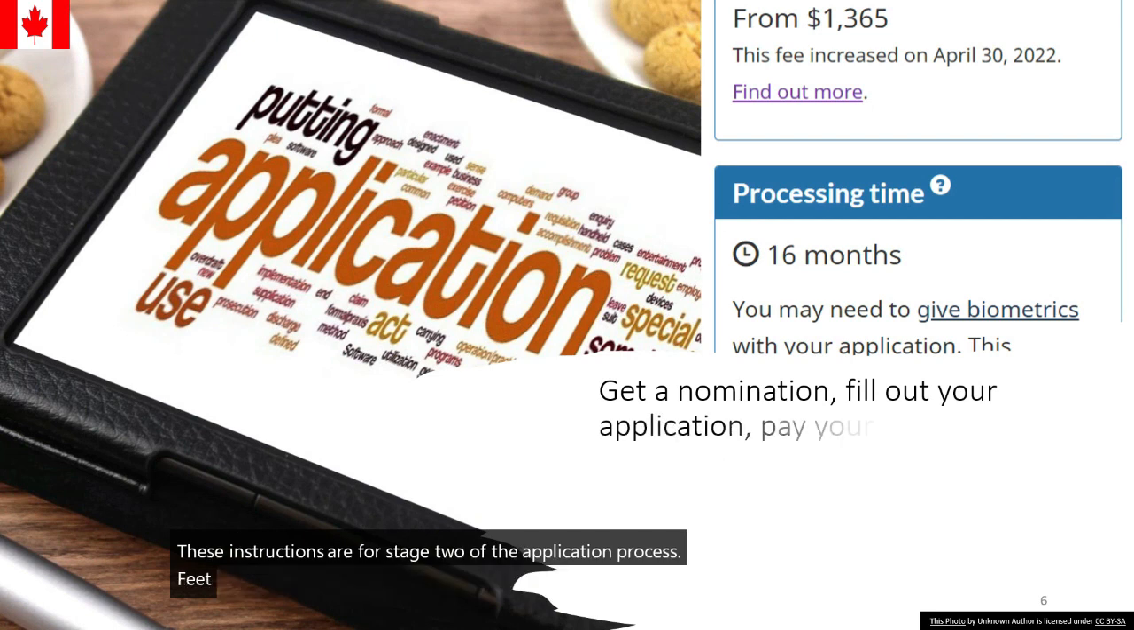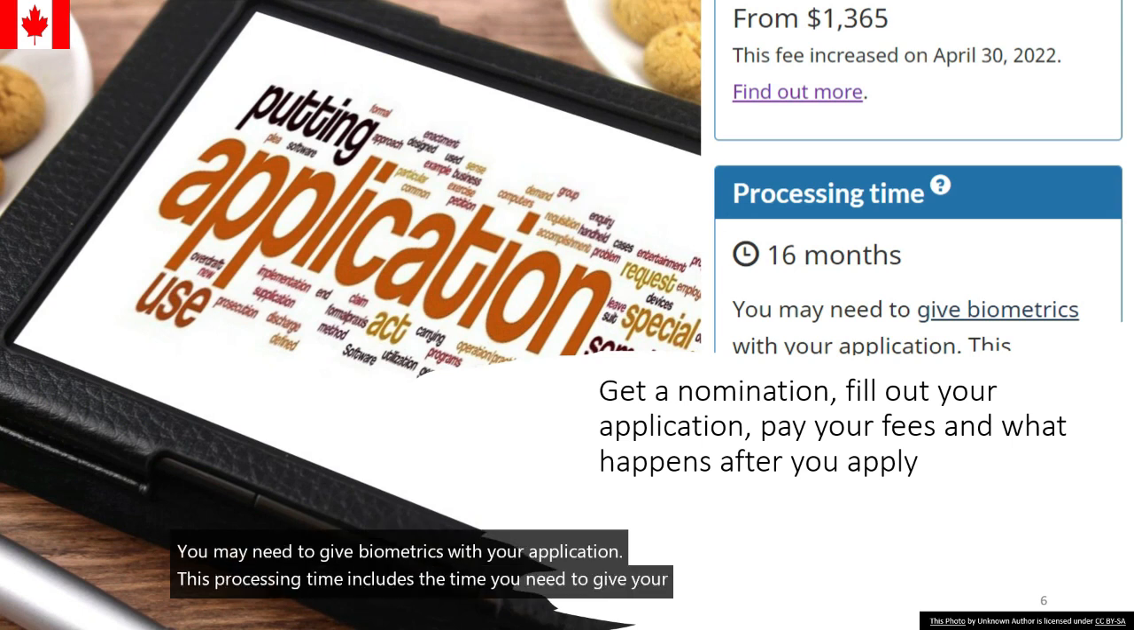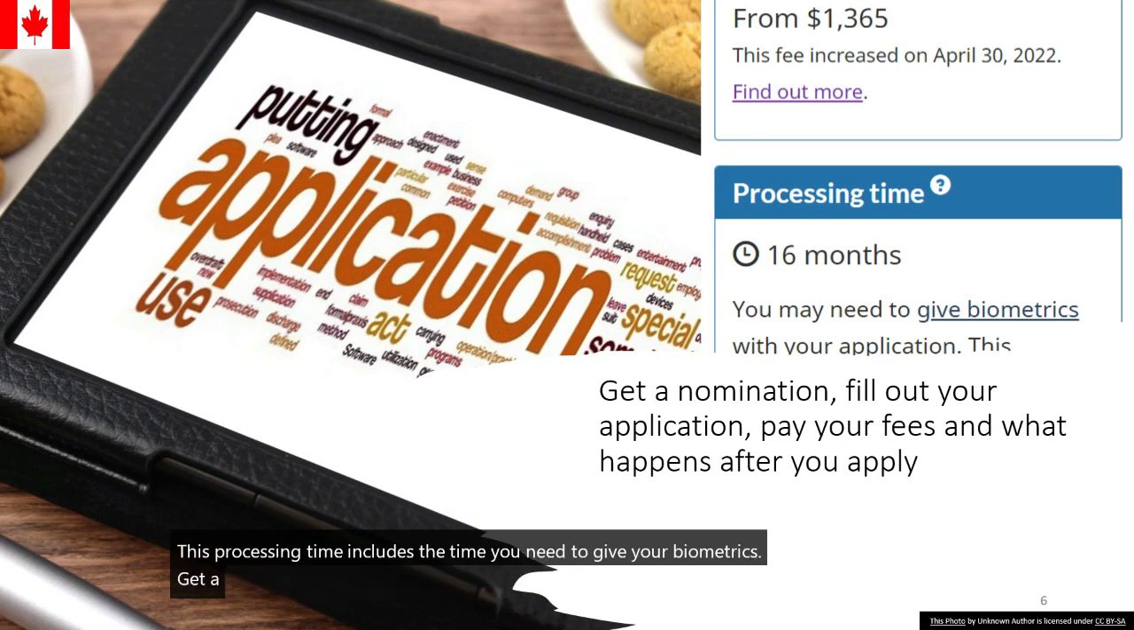Fees from $1,365. This fee increased on April 30, 2022. Processing time? 16 months. You may need to give biometrics with your application. This processing time includes the time you need to give your biometrics. Get a nomination, fill out your application, pay your fees, and what happens after you apply.